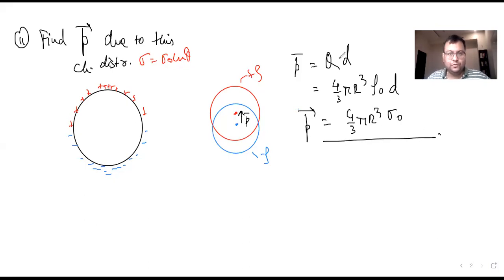Okay, that was the problem. There's a non-conducting hollow sphere of radius r, and the charge distribution is sigma naught cos theta. What is the dipole moment that it offers? This is the answer. Clear?